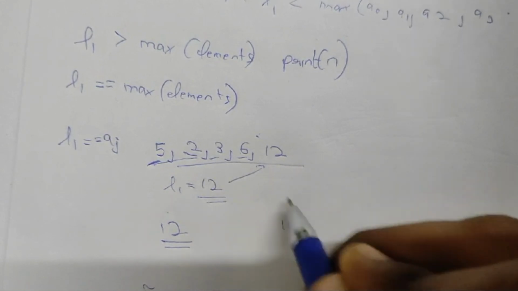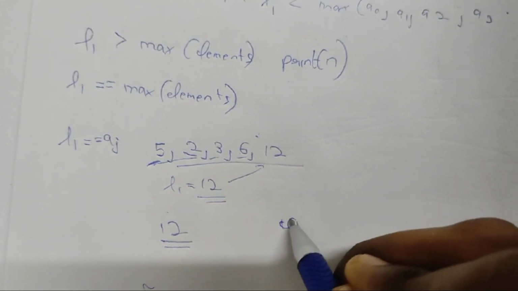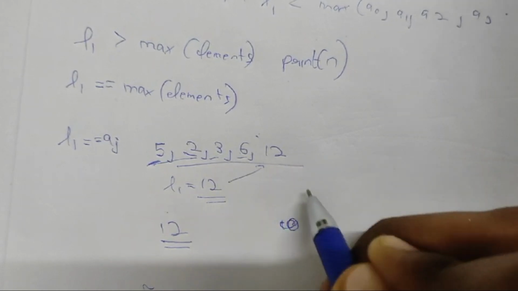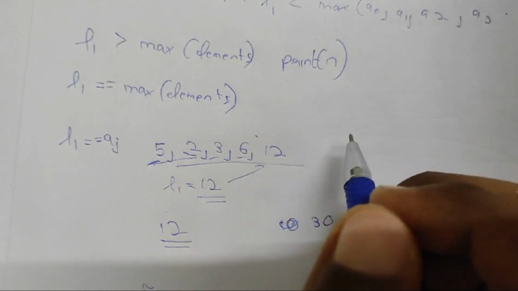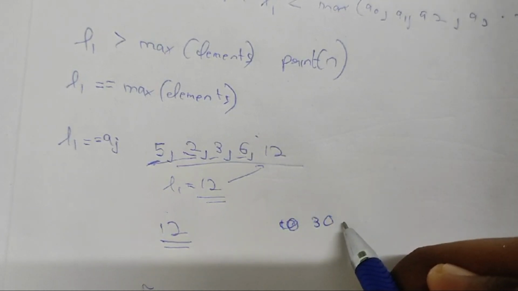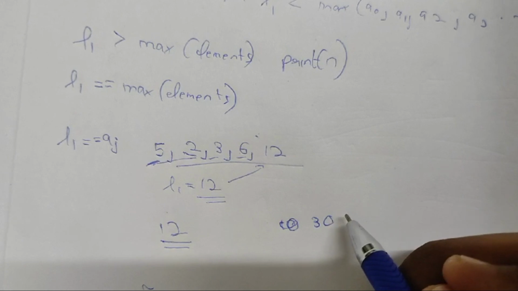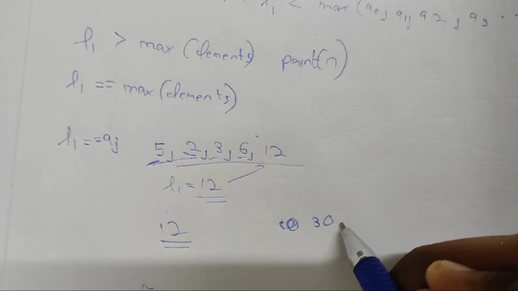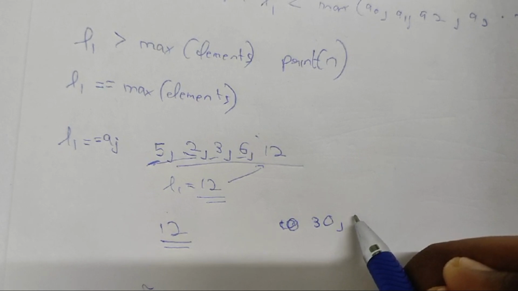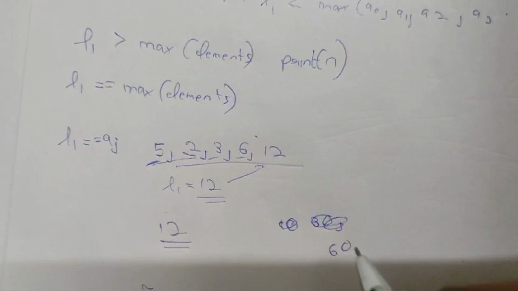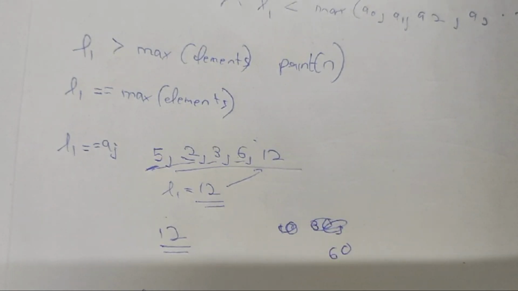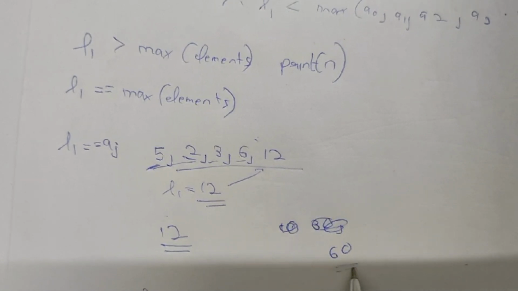What's the LCM of 10 and 3? 10 and 3 is 30. What's the LCM of 30 and 6? 30 and 6 is 30 itself. What's the LCM of 30 and 12? What's the LCM between them? 24. Okay, it's 60, right? 60. Yeah. The LCM of 30 and 12 is 60. So it's completely different. It's not equal to the maximum element.